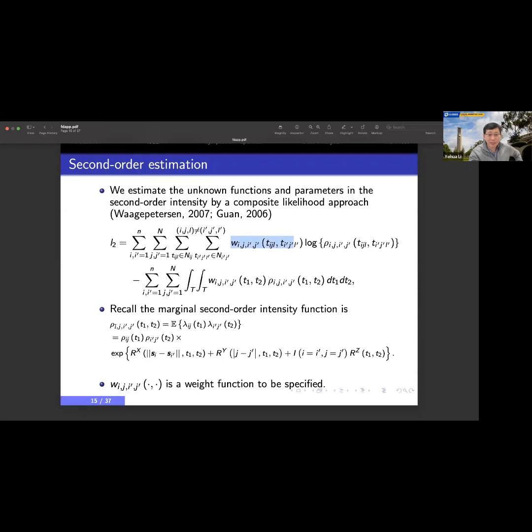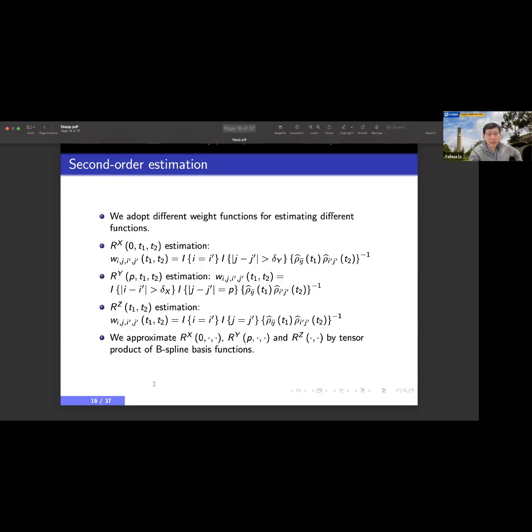Just to remind ourselves, the second order intensity looks like this. It has something to do with the first order intensity at those two times, as well as the covariance between those two times, two locations, two dates. The weight functions are to be specified. Like I said, it's a very complicated procedure. We're going to adopt a different weight function for estimating different terms.